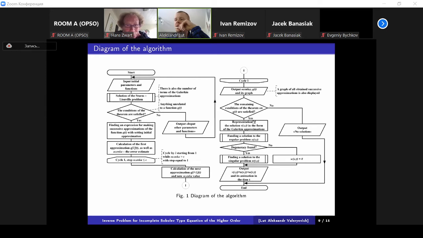Let us present the solution in the form of Galerkin approximations. We find the solution to a singular problem. And if the operator L turns out to be degenerate, we find a solution to the singular problem. Next, we output the function V and this graph. Based on this algorithm, our program was written in the Maple environment.